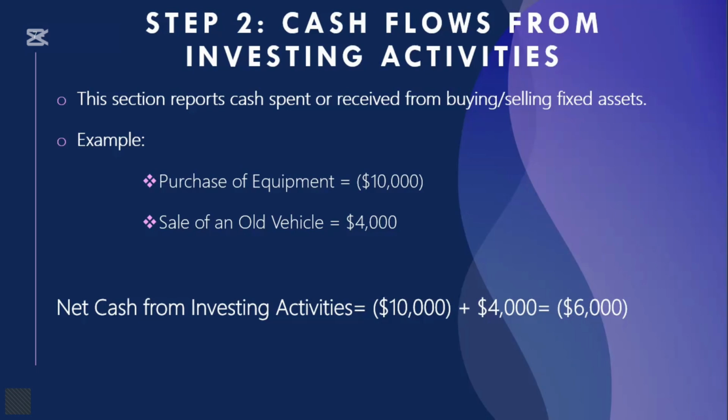In this case, our net cash flow from investing activities is going to be negative 10,000, which is money leaving our business because we purchased equipment. Then we add the money that we received from the sale of the old vehicle of $4,000, leaving us still with a deficit of $6,000. So our net cash flow from investing activities is negative $6,000.